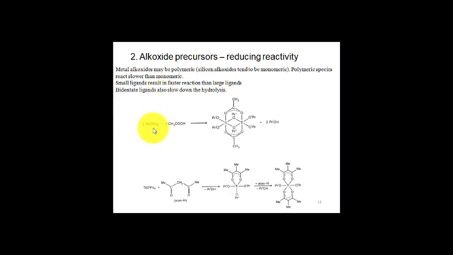Here is an example of titanium alkoxide. It reacts with acetic acid and it produces a cage-like structure, and similarly it also reacts in the presence of another organic compound and we get different products of different nature.